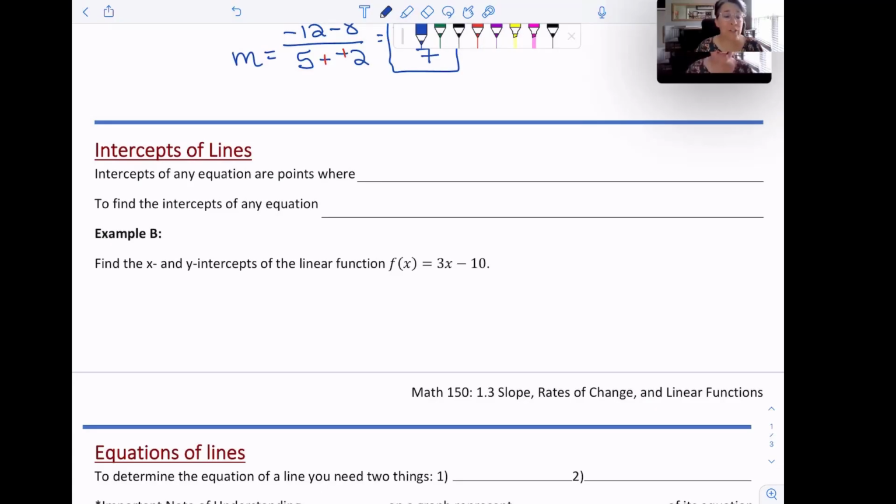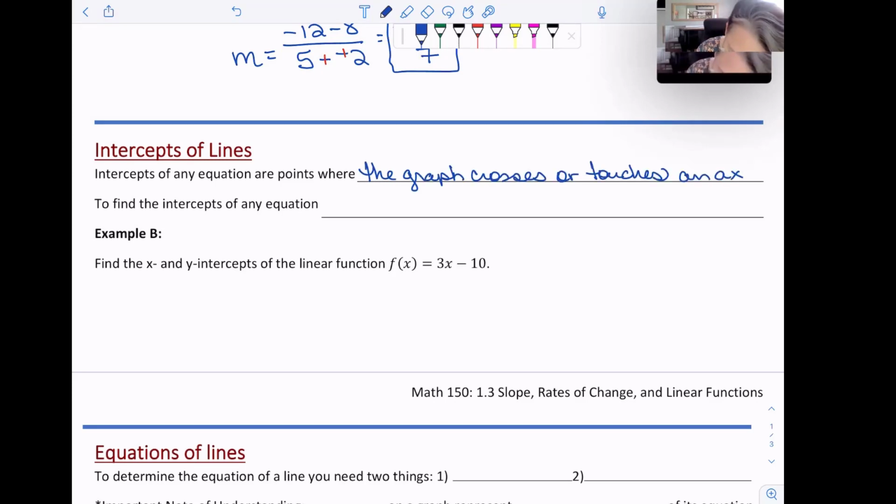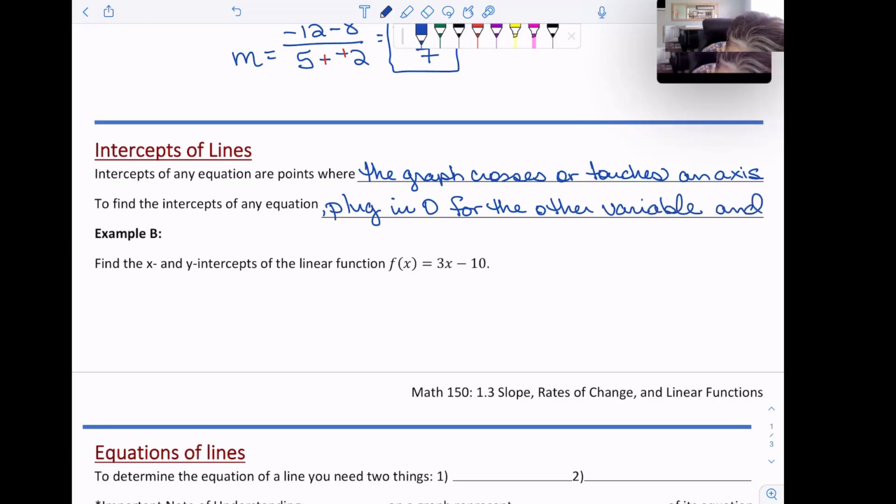Now we're looking at the intercepts of lines. The intercepts of any equation, doesn't matter if it's linear or quadratic or what, are points where the graph crosses or touches an axis. In order to find the intercepts, and again, this is for any equation, we plug in 0 for the other variable and solve.